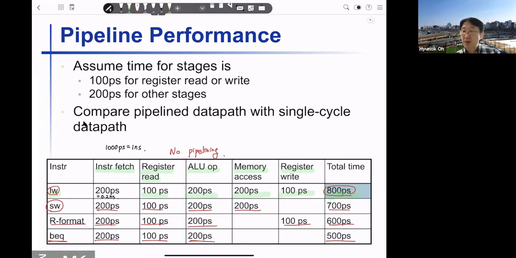Okay, so if we are using no pipelining, in that case, what is the clock cycle? Every instruction has different execution times, right? But we have to fix the clock cycle. So which one do we have to use? The longest one, which is 800. So in the no pipelining case, one instruction requires 800 picoseconds, which means that one clock cycle is 800 picoseconds. Every clock we are executing one instruction.